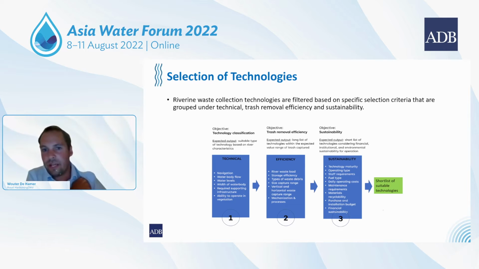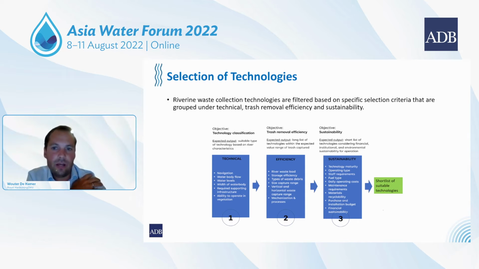And the last criteria is sustainability. That's more about your maintenance costs and sustainability criteria related to CO2 emissions, for example. If you fill in all these criteria, then it filters out, from these over 80 technologies, the best suitable technologies for your specific location.